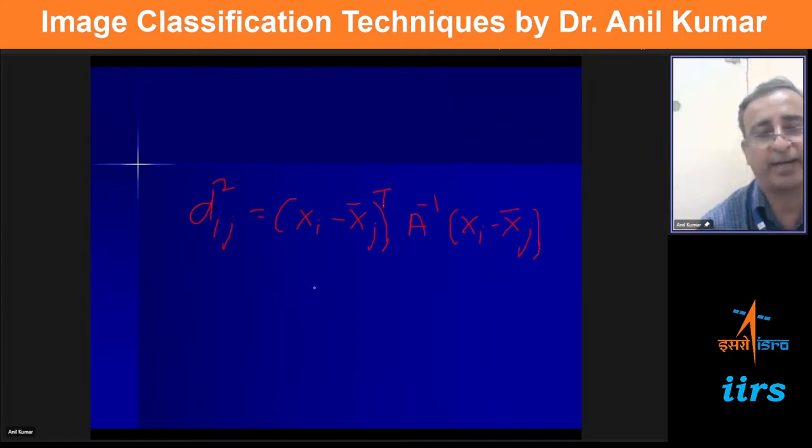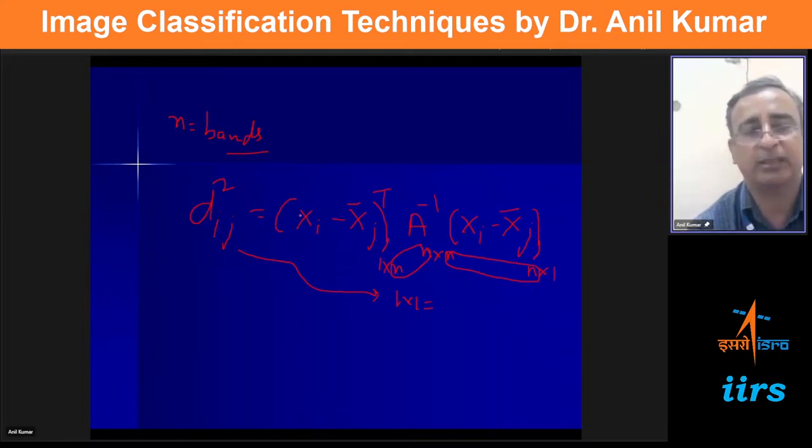Here this is a difference of vectors. Suppose the image has n bands. This vector difference, in the form of a matrix, will be 1 into n, this is n into n, and this will be n into 1. Why? Because the inner dimensions should be the same; only then can you multiply the two matrices. Finally, it will be 1 into 1, a single value. The distance will come as a single value.